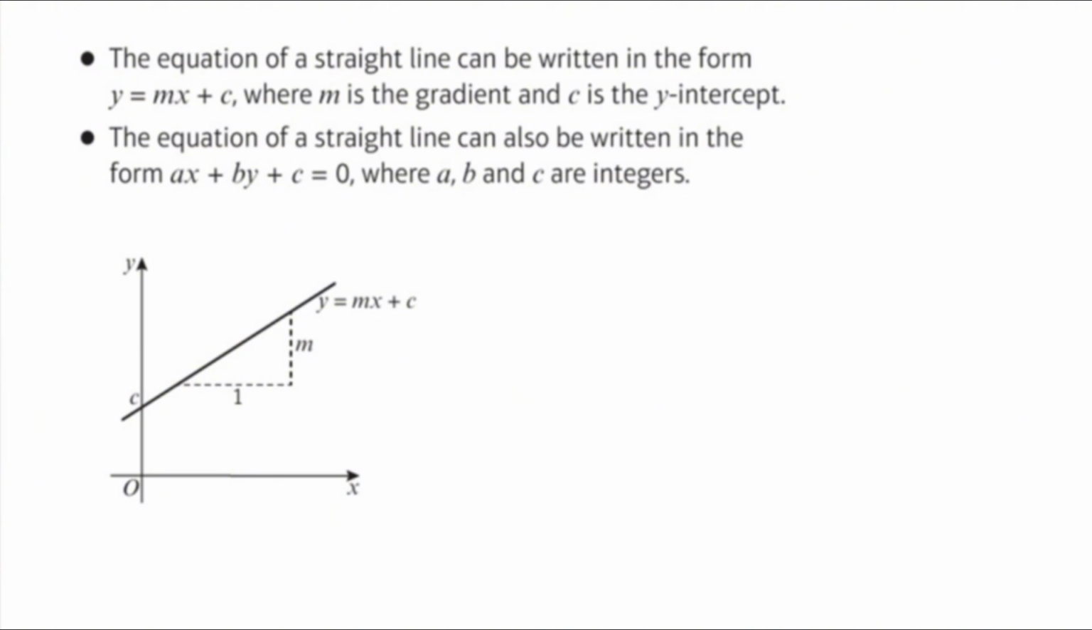Now, we need c because c is the y-intercept. So this is our c when the line is intersecting the y-axis. So when you find c, you can write the equation y is equal to mx plus c. You can also write this equation in this form: ax plus by plus c is equal to 0, where a, b, c are integers. So these are the two ways we can write the straight line equations. So let's start the exercise questions that will give us an idea how to find the gradient and y-intercept.